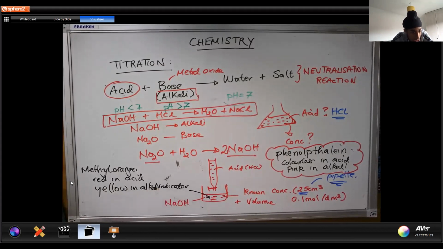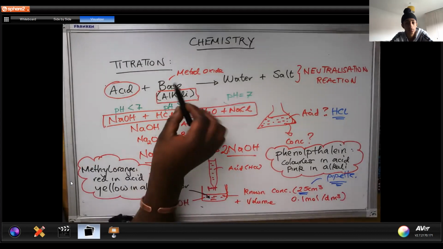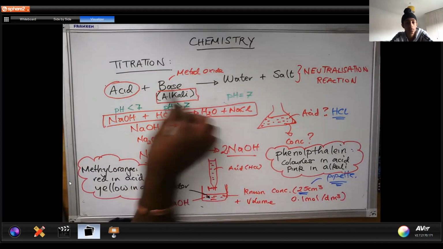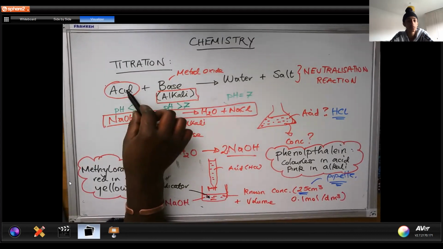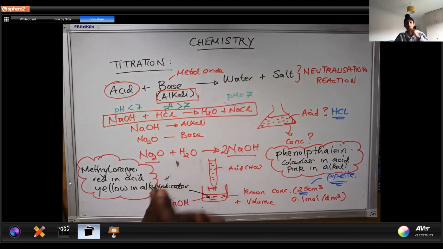So you can use any of these. You've also got another one, litmus, which you can use as well. Litmus is blue in base, but red in acid. You probably have used litmus paper. And there's another one called universal indicator. Do you remember? Yeah, that's what we've been using here, universal indicator. Now, universal indicator is not the best to use for these types of experiments.